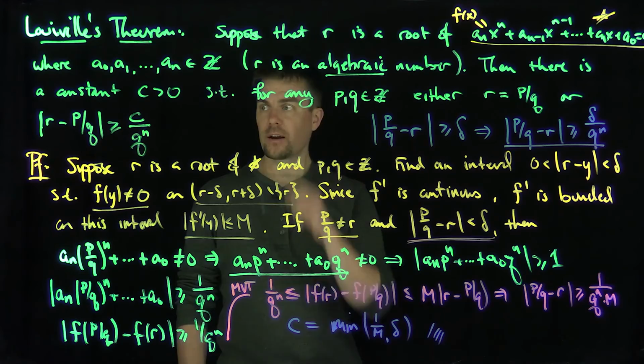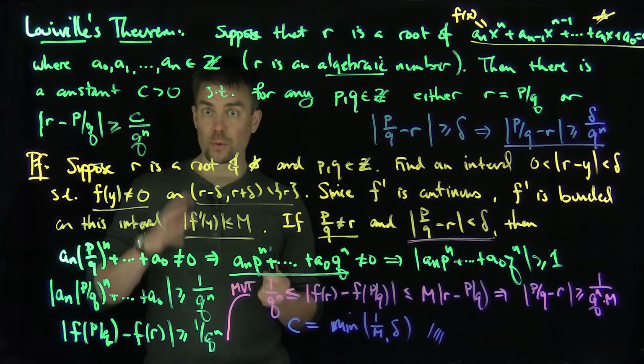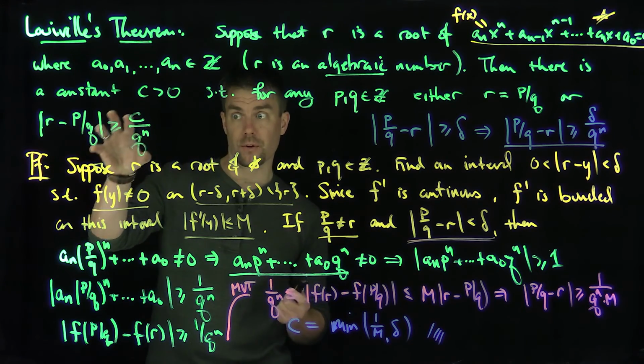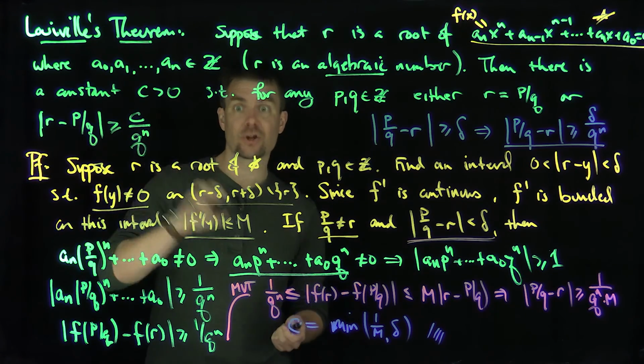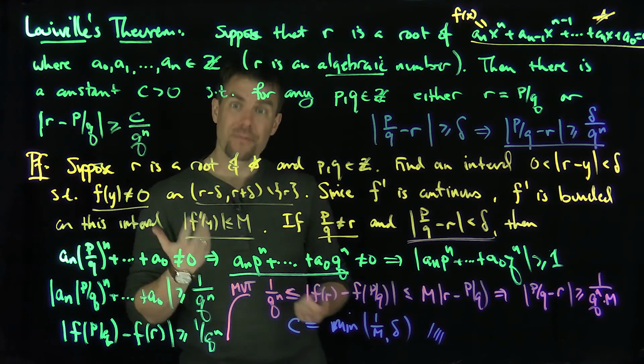And that proves our theorem. And then in the next video, we'll see that we can use this result, this Liouville approximation theorem, to show that Liouville's number is not an algebraic number, that is, in fact, transcendental. Thank you very much.